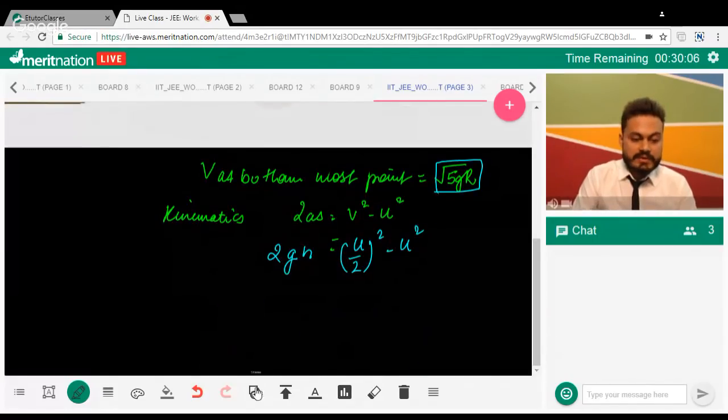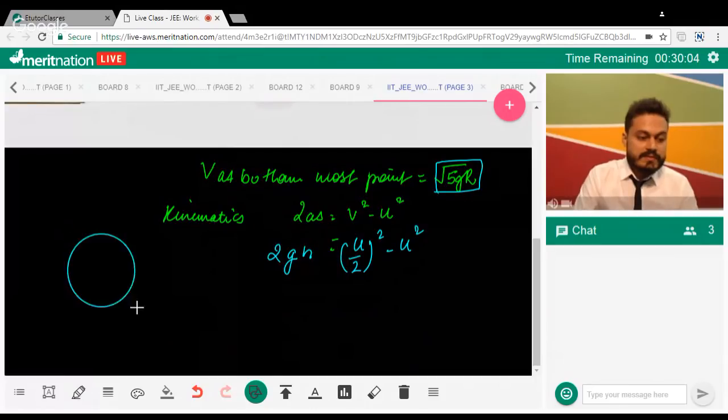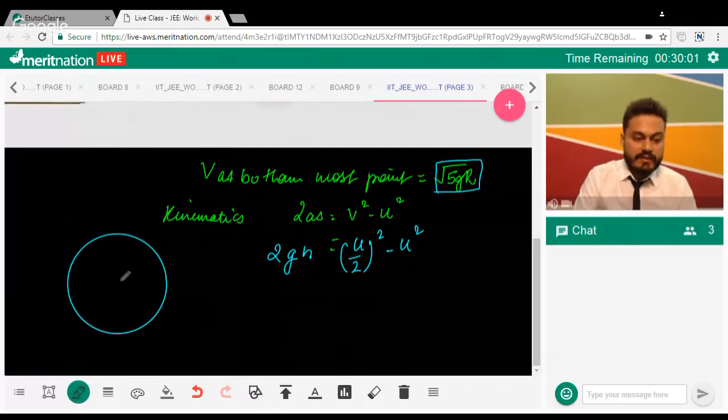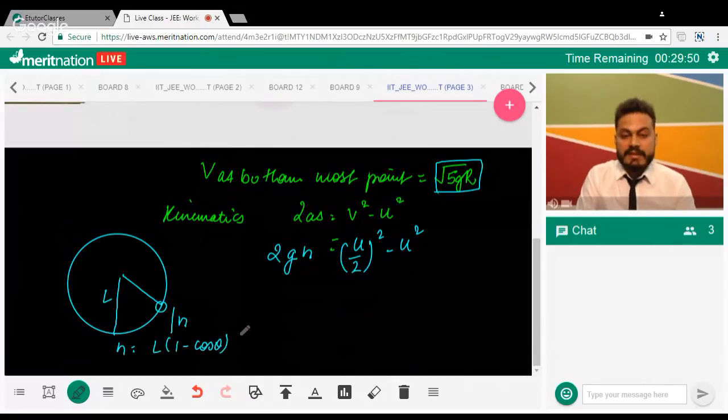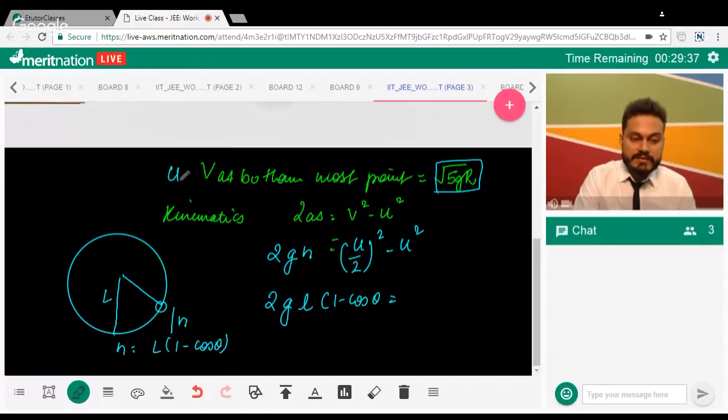I'll explain that as well. Suppose there is a circle of radius, let's say, L. What is this height h? h will come out to be L(1 minus cos theta). Let's put those values. So it will be 2gL(1 minus cos theta) equals, putting the value of u, this is our u, 5gR by 4 minus 5gR.